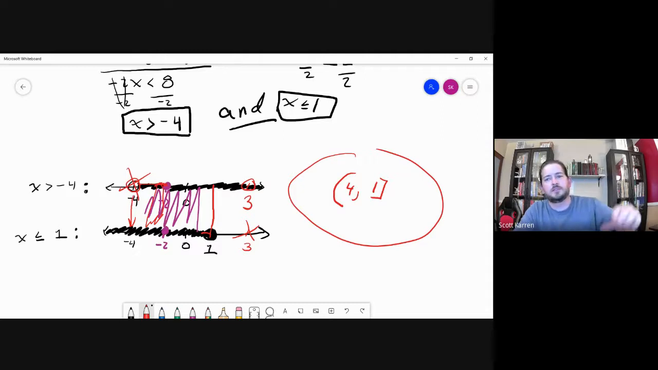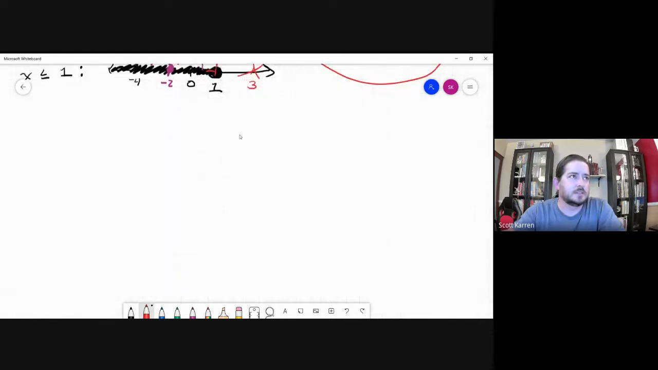And again, you can think of it as taking those two lines and just smashing them together and seeing where the overlap is. And that overlap is from 4 to 1, not including 4, yes, including 1. So let's take a look at another one of these.